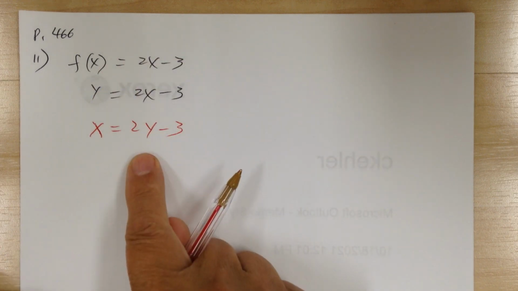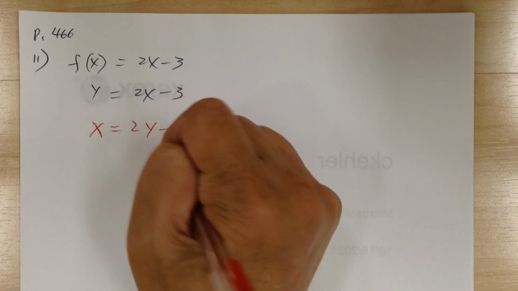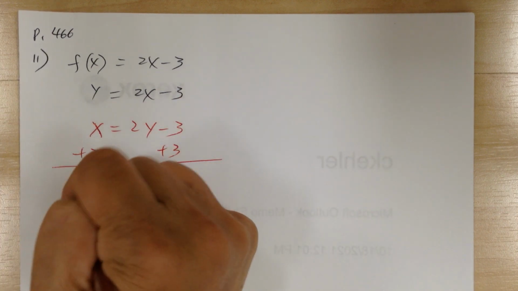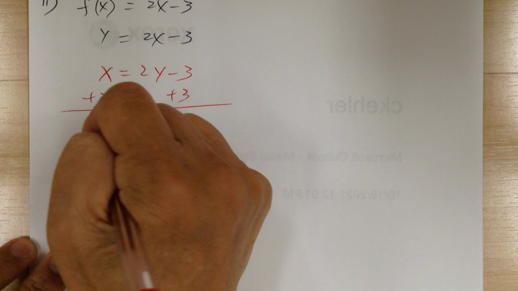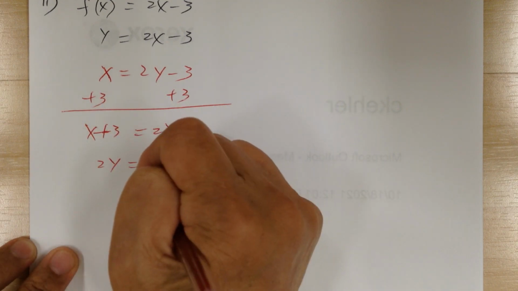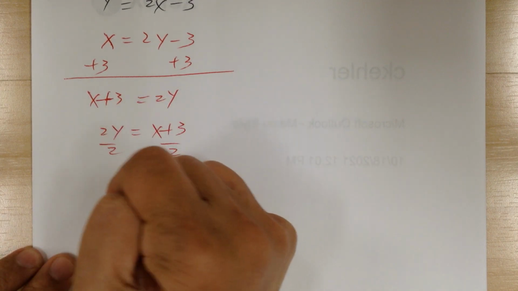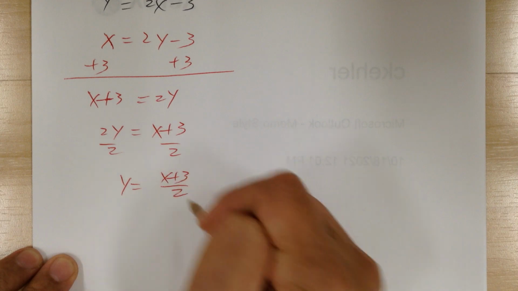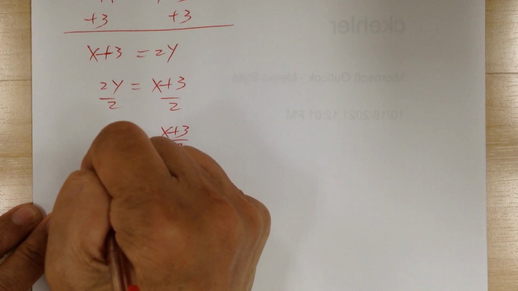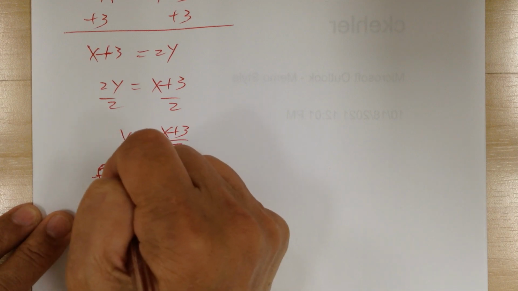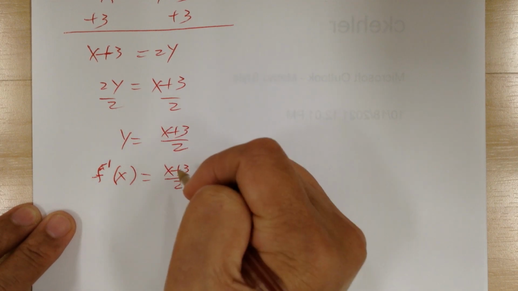Okay, so now the red one is your inverse function. Now you have to solve for y. So plus 3 on both sides. So you get x plus 3 equals 2y. I'm going to switch the two sides because this looks kind of awkward this way. Then I'm going to divide by 2. So you get y equals (x plus 3) over 2. And this is after switching, so this is your inverse function. So inverse function of x equals (x plus 3) over 2.